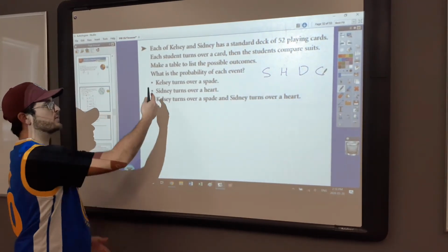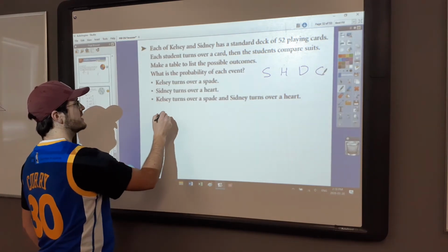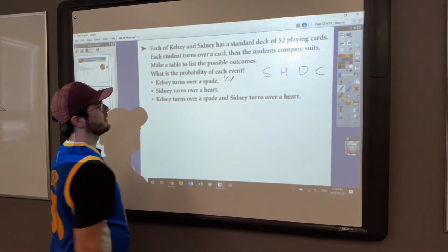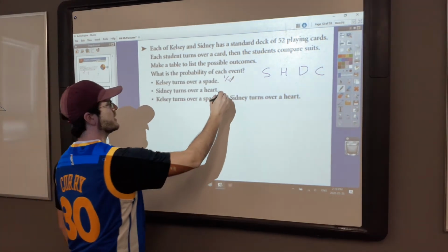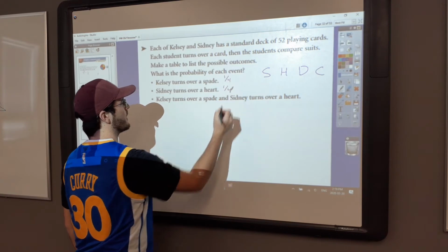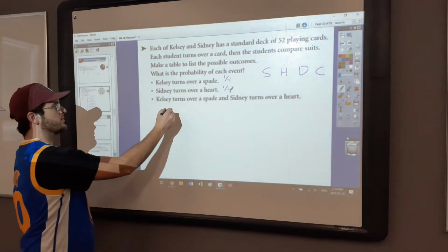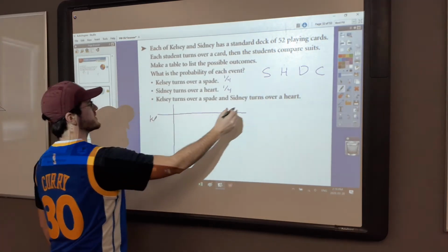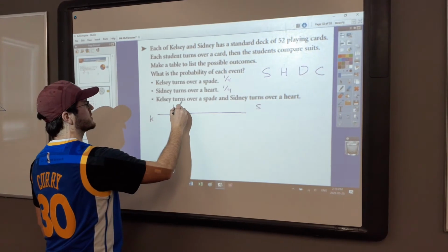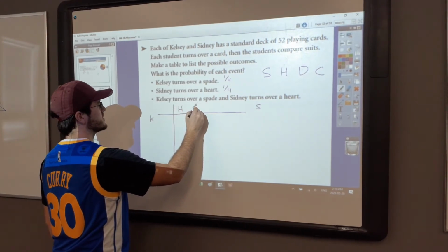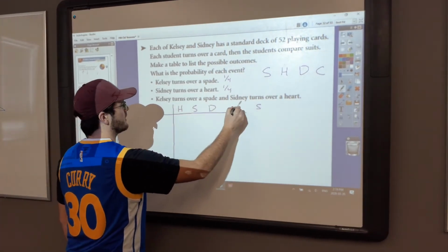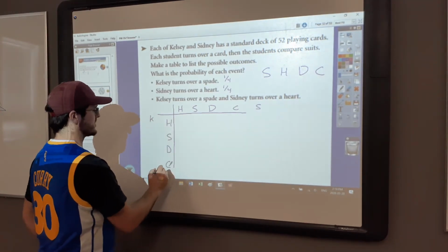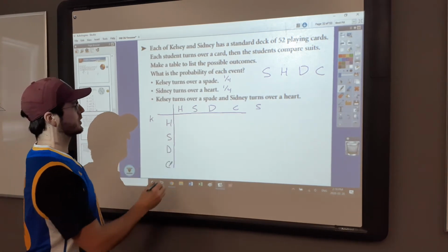we can just think of it as there's actually 4 suits. So what's the probability Kelsey turns over a spade? Well, the probability she turns over a spade is just 1 out of 4. For Sydney to pull a heart, it's also 1 out of 4. Okay, and so I'm going to do this instead of with a tree diagram, I'm going to show it with a table. So we could have Kelsey on the one side, Sydney on the other, and I'm just going to map out all of their options: hearts, spades, diamonds, and clubs for both of them. So what this does is, I like the table because it neatly shows all the different combinations.